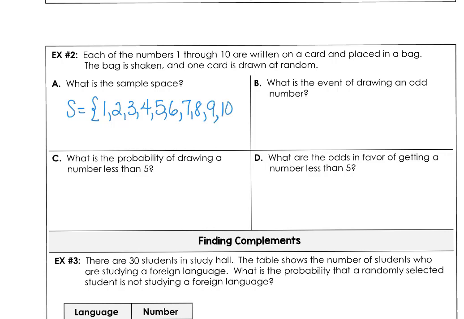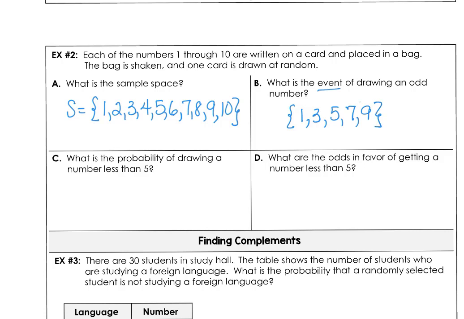And then part B, what is the event of drawing an odd number? So the event would be our favorable outcomes. A 1, a 3, a 5, and a 7 would be an odd number out of our sample set. Plus 9, I left off 9 here. 1, 3, 5, 7, and 9.